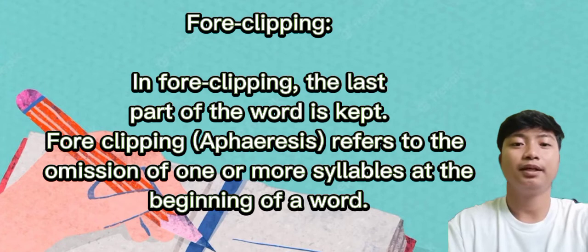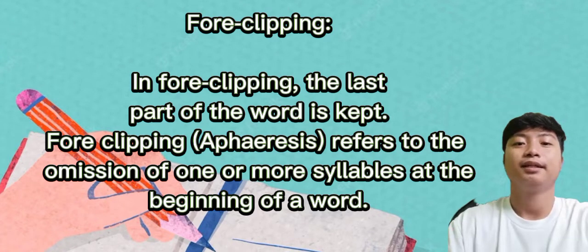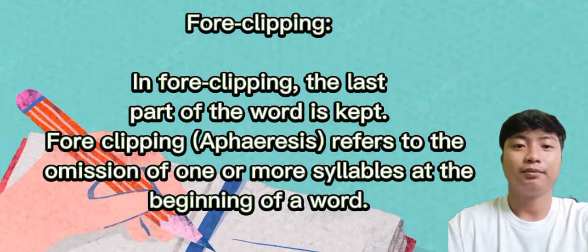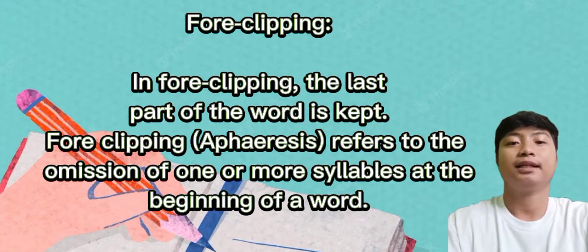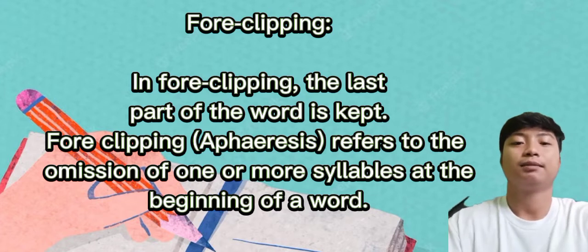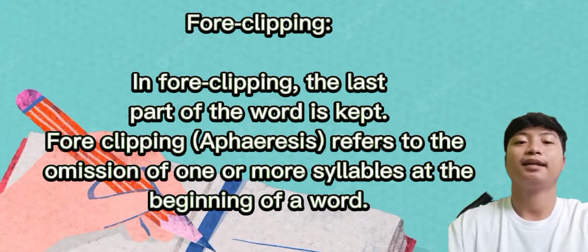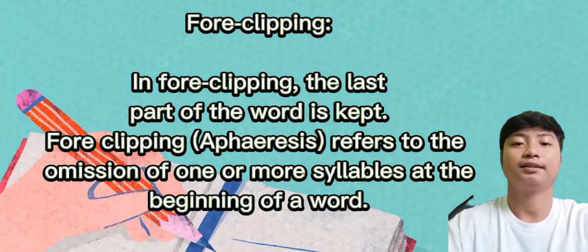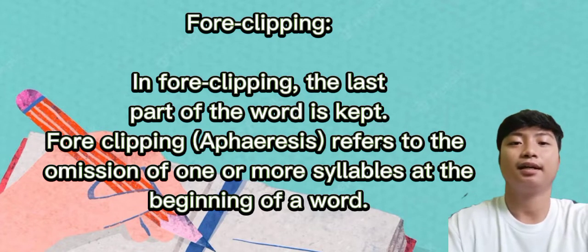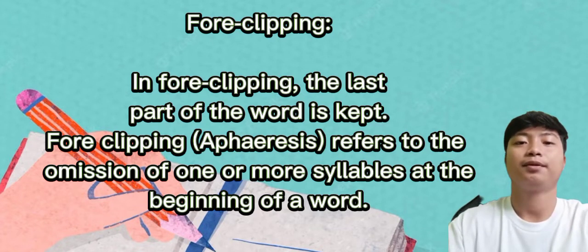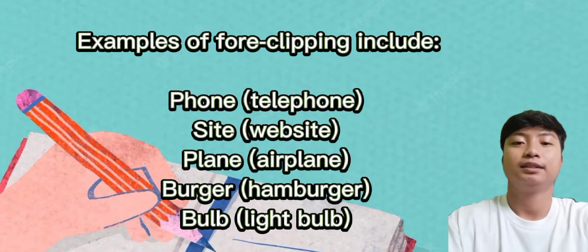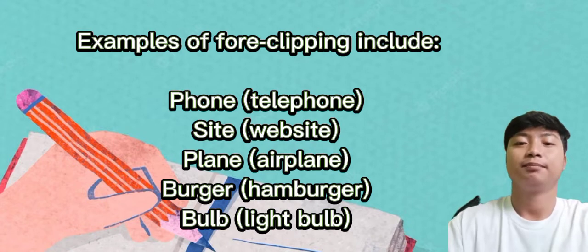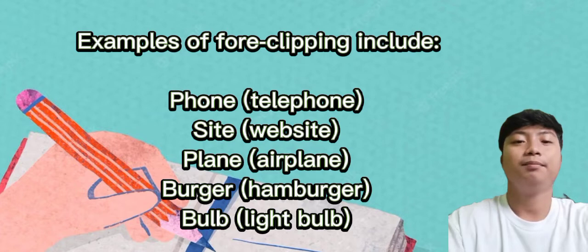Second, we have fore clipping. In fore clipping, the last part of the word is kept. Ito naman ang kabaliktaran ng back clipping. Kung sa back clipping, ang itinitira ay ang mga nasa unahang letra, sa fore clipping naman ay ang mga nasa hulihan. For example, phone from the word telephone, site from website, plane for airplane, burger for hamburger, bulb for light bulb.